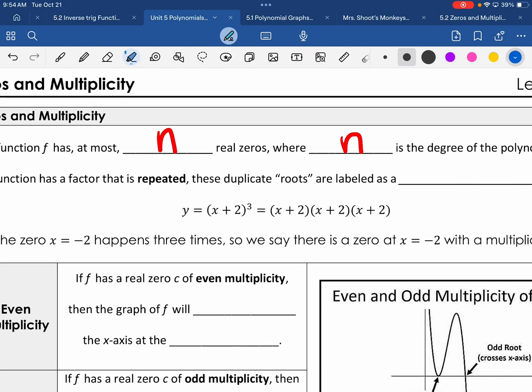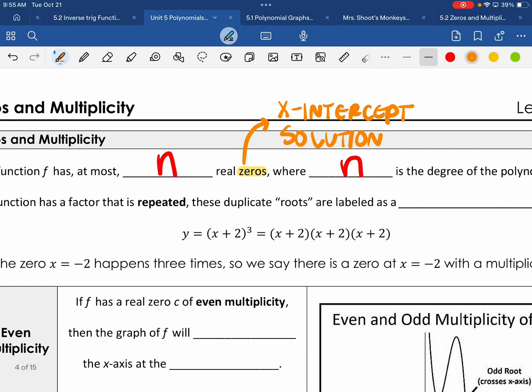Now let's talk about the word zero for a second. What is a zero? That circle looking thing? Yes. X-intercepts. What else is a zero? Solutions. And one more word. Starts with an R. Root. All right, so roots, solutions, x-intercepts, zeros, all of those are interchangeable and they all mean the same thing.